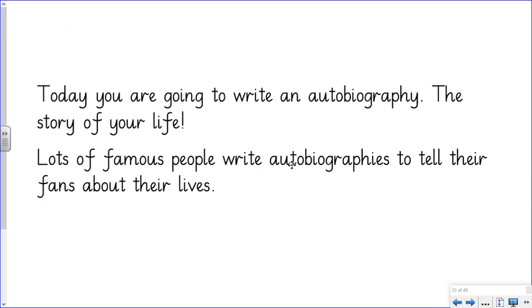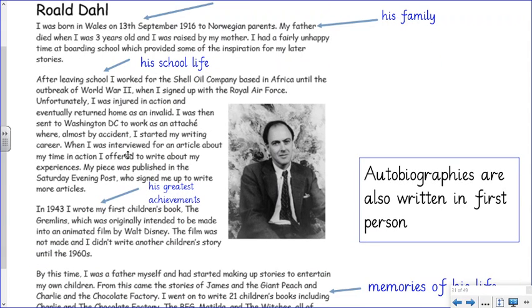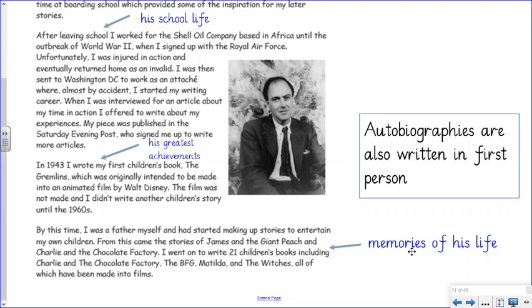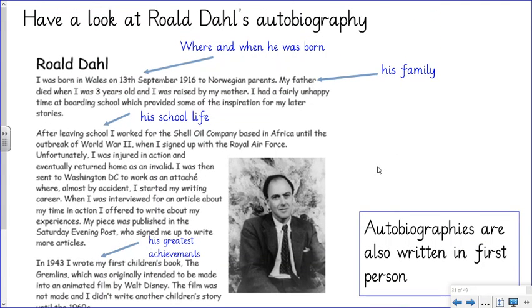Okay. So, for the main part of your literacy today, for your writing, you are going to be writing an autobiography, which is the story of your life. Lots of famous people write autobiographies to tell their fans all about their lives. So let's have a look at a very famous person, Roald Dahl. Okay, so we can see the information that it includes. It's got information about where and when he was born, his family, his school life, his greatest achievements, and the memories of his life. So autobiographies, a bit like diary entries, are also written in the first person.